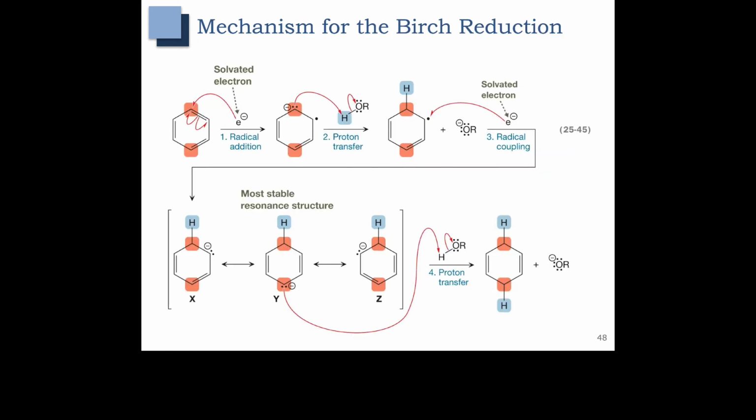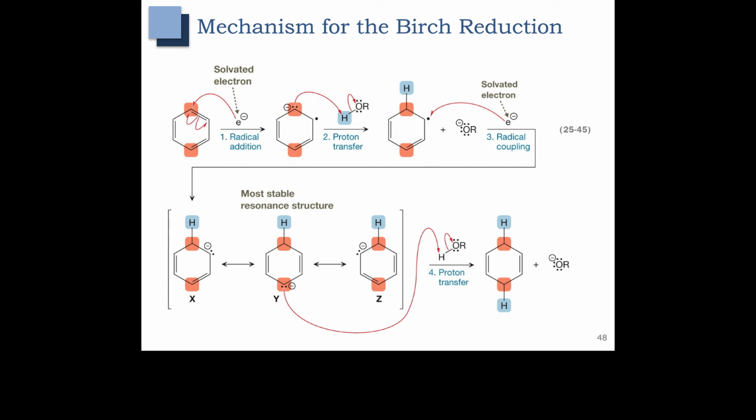This is the mechanism shown in your textbook. Again, it's showing the solvated electron doing the radical addition to the alkene. This forms the radical anion species. A proton transfer then occurs. Remember that our alcohol in this particular reaction was t-butanol. Another solvated electron from another equivalent of lithium comes in, a radical coupling reaction, to give our anion. After resonance and proton transfer, we get to the 1,4 substituted diene.